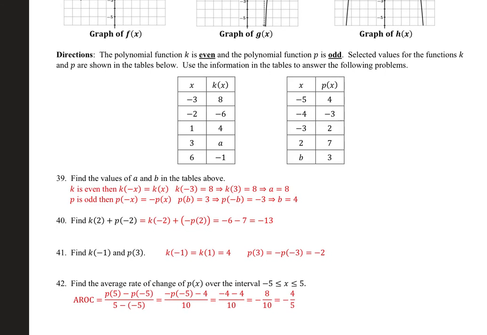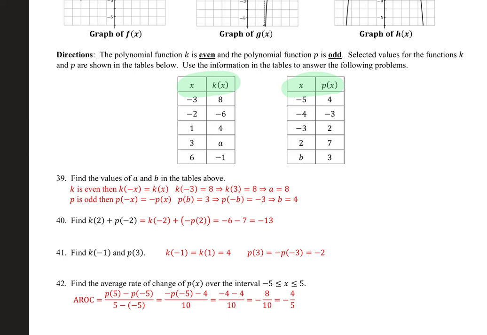And then from the table of values, this one's a little bit trickier because you have to understand the pattern of your table of values. 39 said find the values of A and B in the table above, so you have to determine what's happening in your graph. It said K was even, so this one's even and this one's odd. If it's even, then it's going to be symmetric to the y-axis, so you should have matching values as you increase or decrease. And if it's odd, then the negative signs on the x and the y are going to change, negative and positive signs.